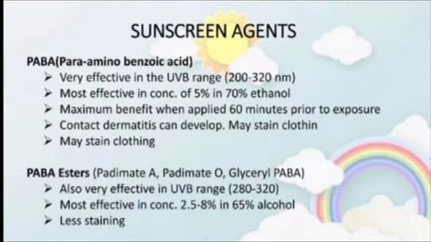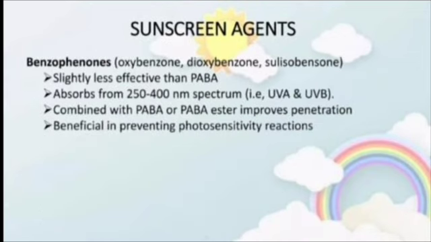Sunscreen agents. The agents which are involved in the formulation of sunscreen are also known as sunscreen agents. Examples for sunscreen agents are para-amino benzoic acid and para-amino benzoic acid esters and benzophenones, etc. These are used to control the penetration of ultraviolet radiation into the skin and to prevent photosensitivity reactions.